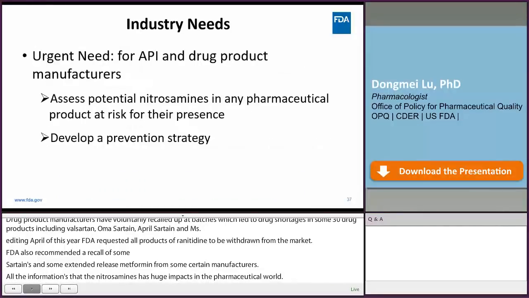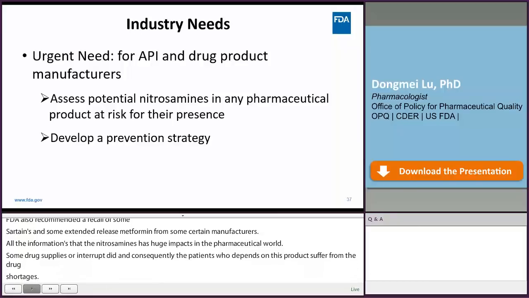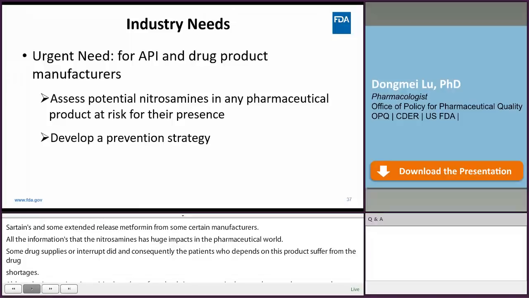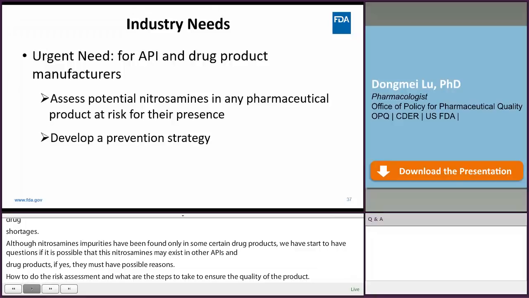Although nitrosamine impurities have been found only in some certain drug products, we start to have questions. Is it possible that these nitrosamines may exist in other APIs and drug products? If yes, what are possible reasons? How to do the risk assessment, and what are the steps to take to ensure the quality of the product? So there is urgent need from API and drug product manufacturers for instructions on how to assess the potential nitrosamine issues in the drug products, and what are the prevention or mitigation strategies.